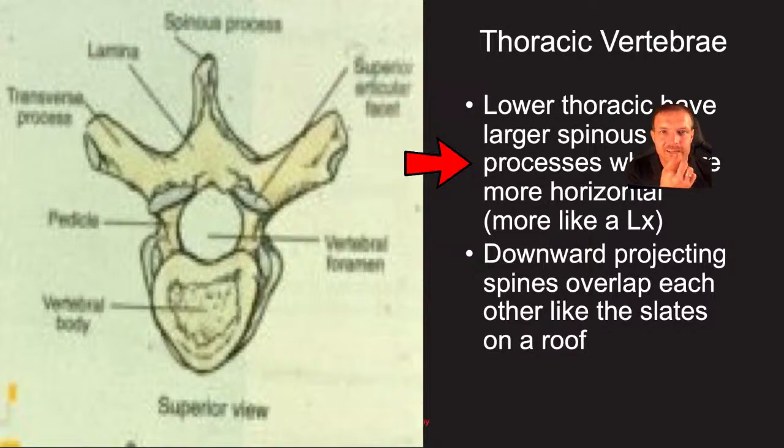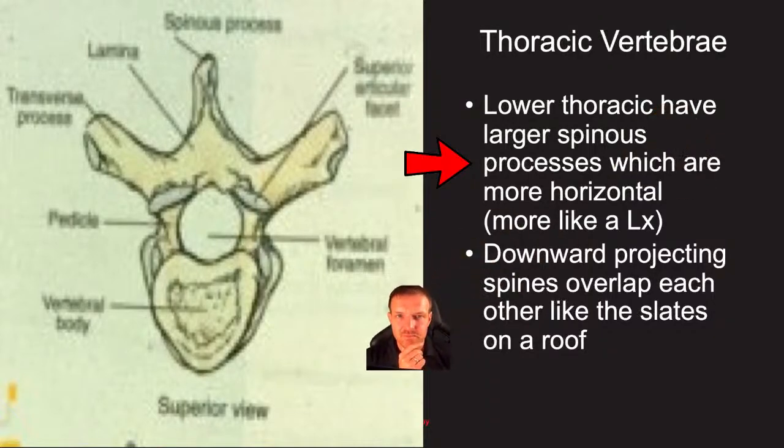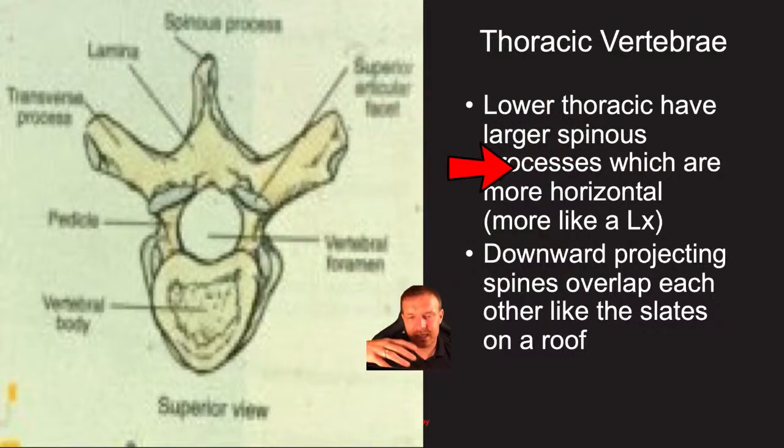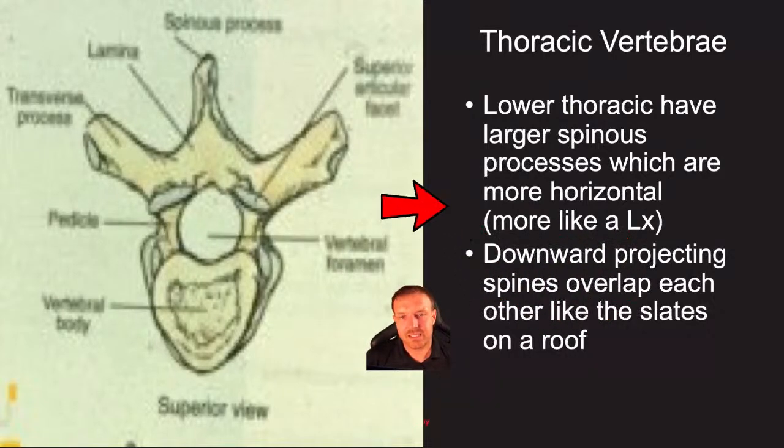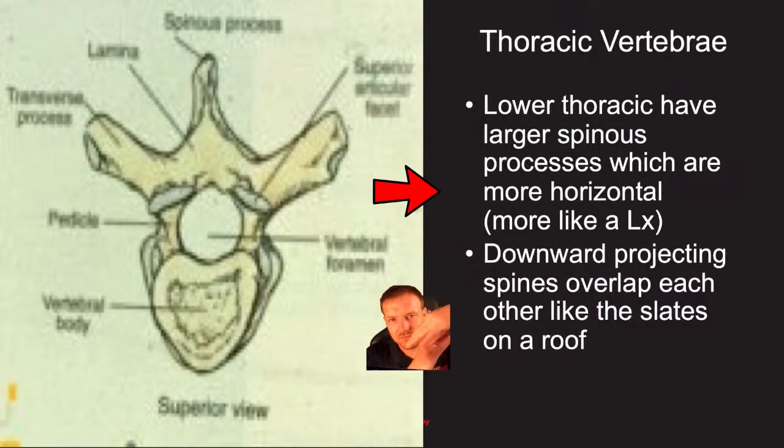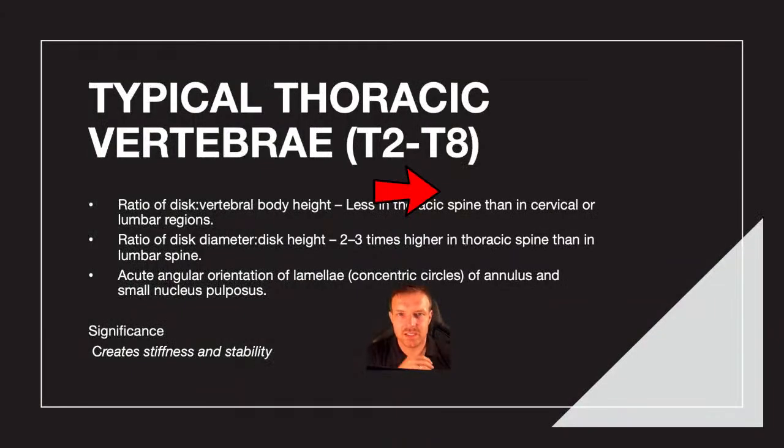So the thoracic vertebra, the lower thoracics have larger spinous processes because they're starting to change into a lumbar, and the downward projecting spines overlap each other like slates on a roof, and that's the witch's nose. Okay, so they come across, but then as you get lower, they then start to go a bit more horizontal because they're changing into lumbars. Okay, so the orientation changes.